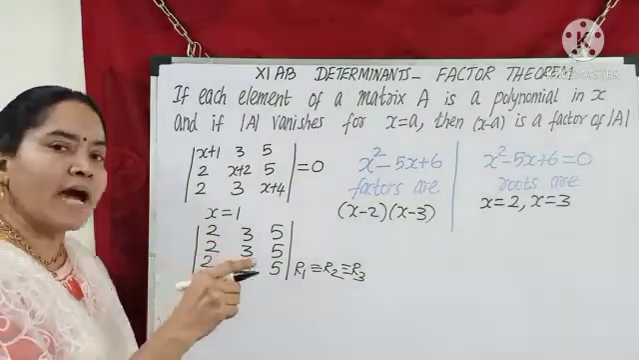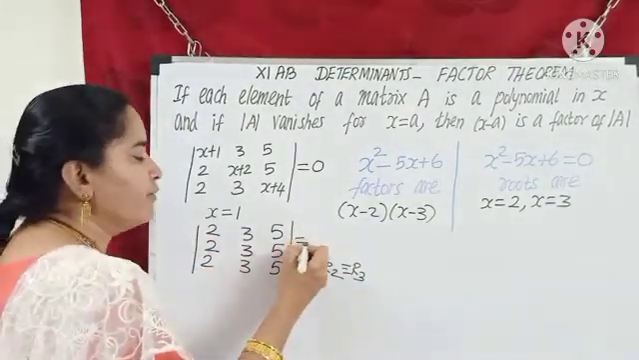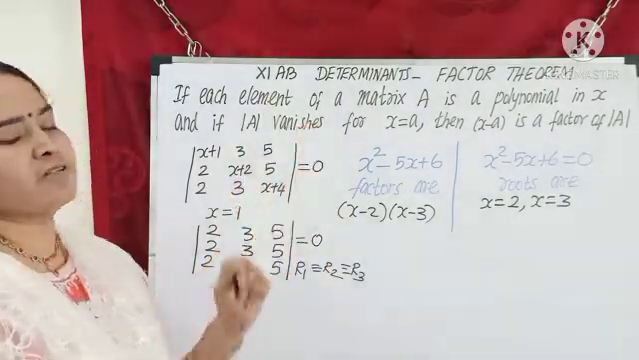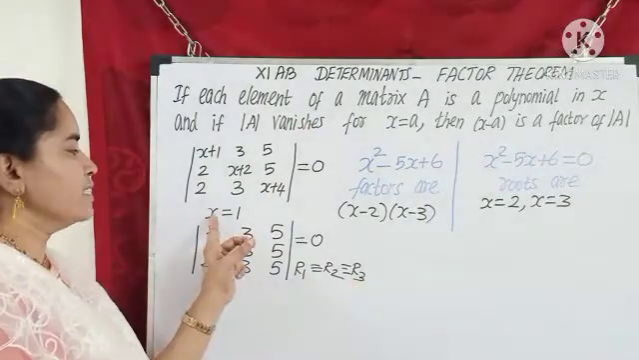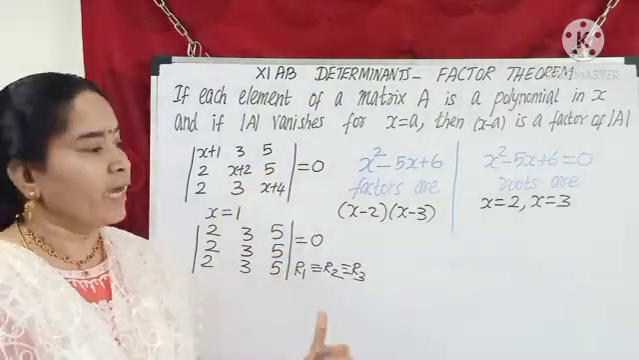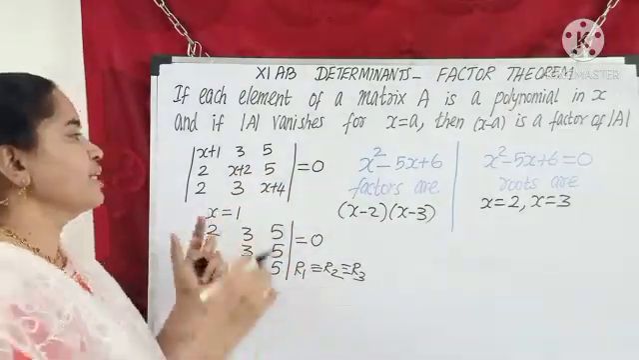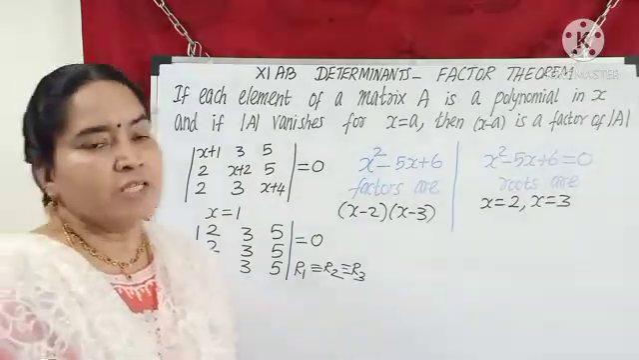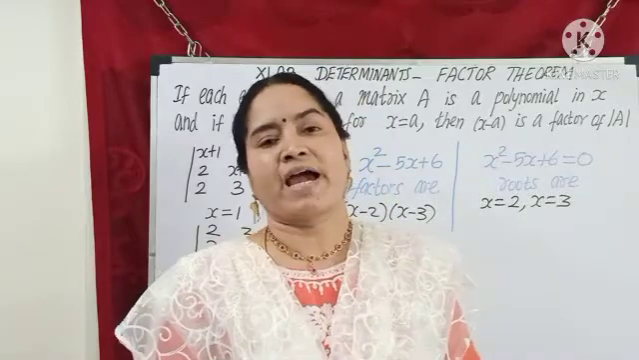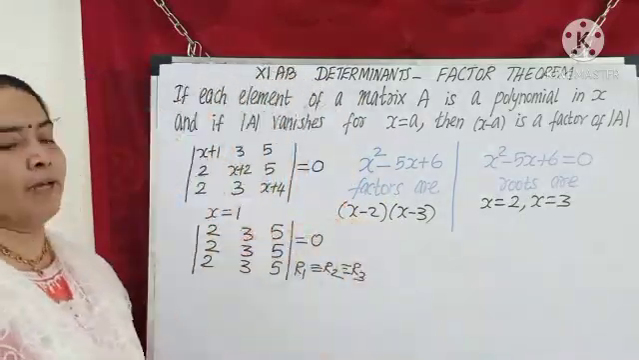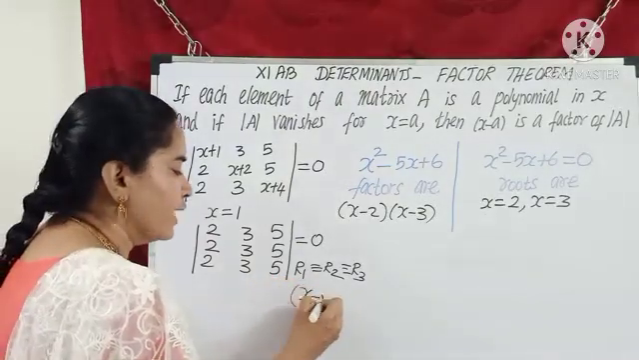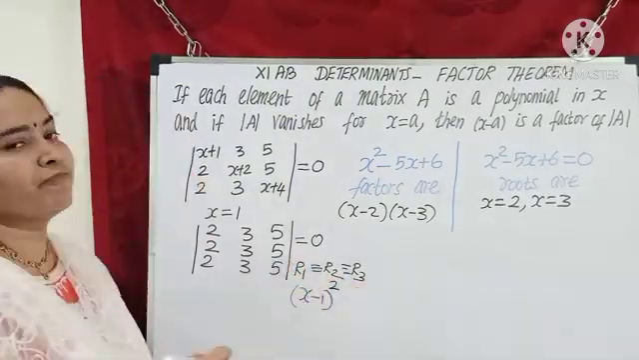Whenever 2 rows are identical in a determinant, I will immediately conclude my answer is 0. So according to factor theorem, I will say x is equal to 1 is a root for this equation, or x minus 1 is a factor of the determinant. So when I say 2 rows are identical, x minus 1 is a factor. But in this problem, 3 rows are identical. So I can say x minus 1 the whole square is a factor.